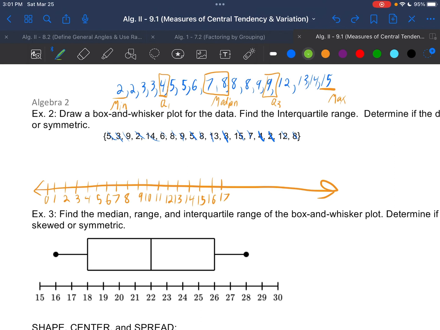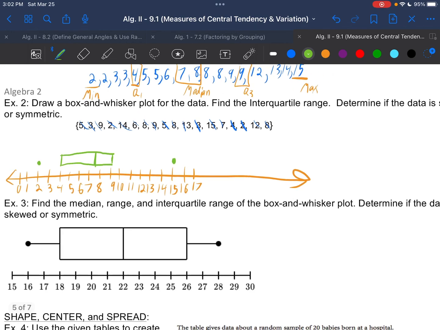So now let's plot these different numbers. So the minimum is going to have a dot for the end of the whisker. The maximum is going to have a dot for the other end of the whisker. And our box starts at quartile 1 and ends at quartile 3. So it starts at 4 and ends at 9. And so we'll connect and make the box here. And then our median, 7.5, is where we draw a line through the box. And now we have our box and whisker plot.